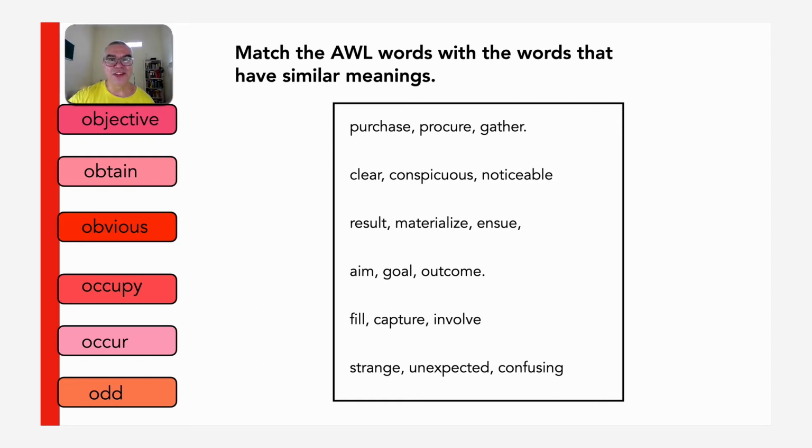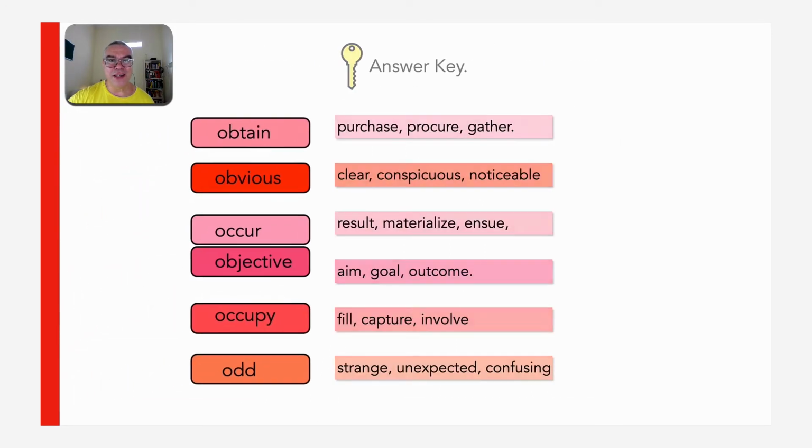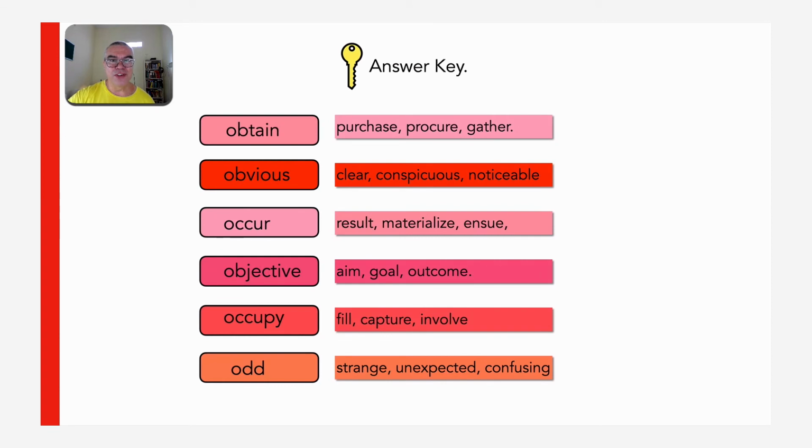Here are the answers then. Obtain goes with purchase, procure, gather. Obvious goes with clear, conspicuous, noticeable. Occur matches with result, materialize, ensue. Ensue is a good word. This means happen. If something ensues, it happens or occurs.